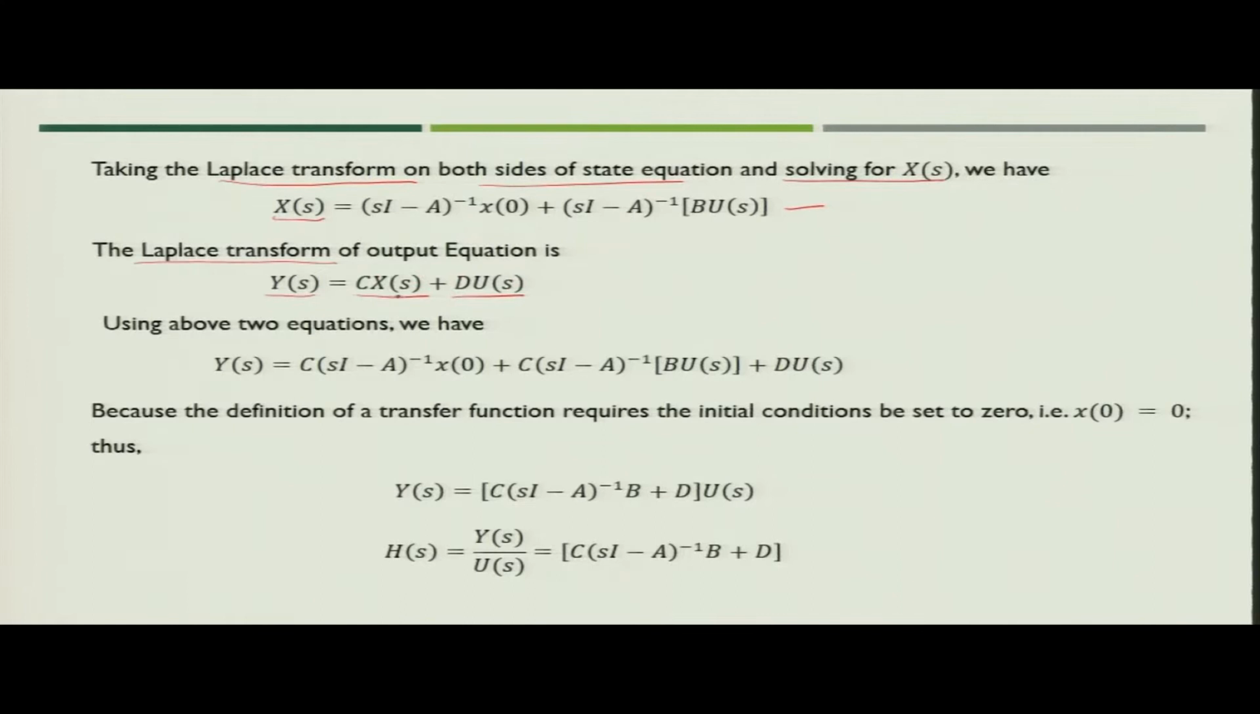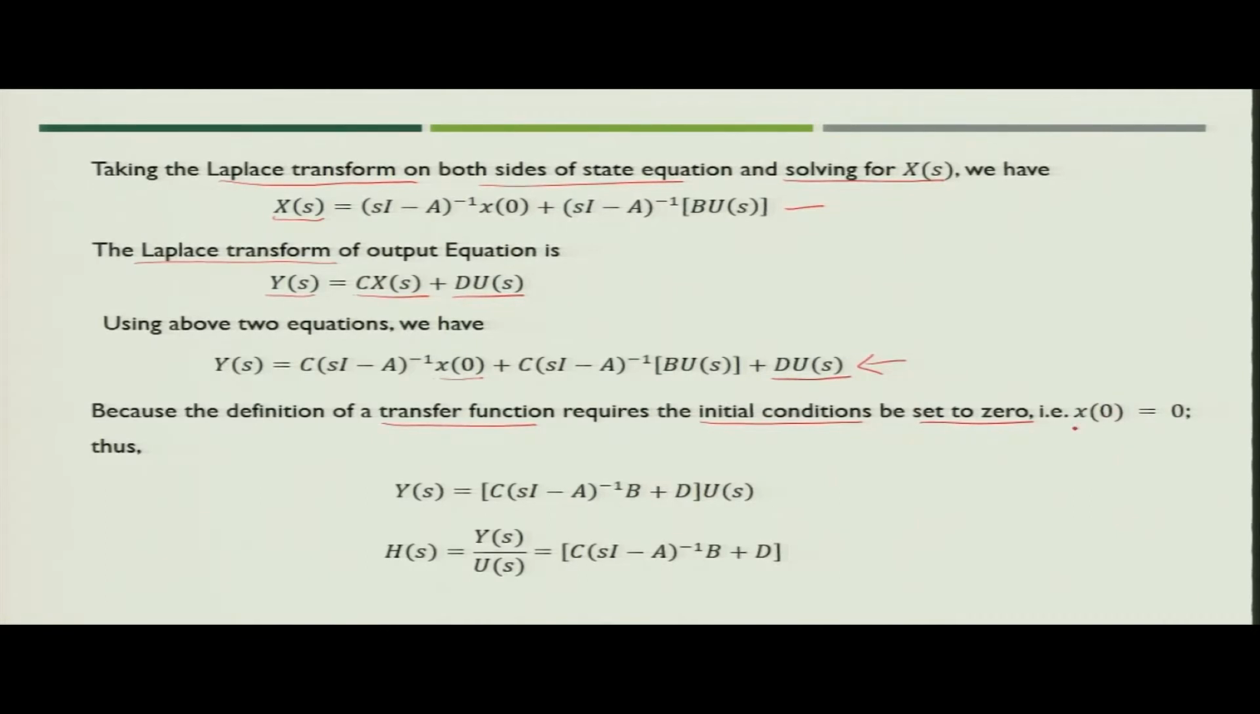Now, in the output equation, if you replace X(s) with the value we have just computed, we can write Y(s) = C (sI - A)^-1 x(0) + C (sI - A)^-1 B U(s) + D U(s), where D U(s) is the component in the output equation related to the input variable. If you see this equation, it has the value of x at time t = 0. By definition, the transfer function requires that the initial condition be set to 0. This is what we discussed when we covered the transfer function in previous lectures.